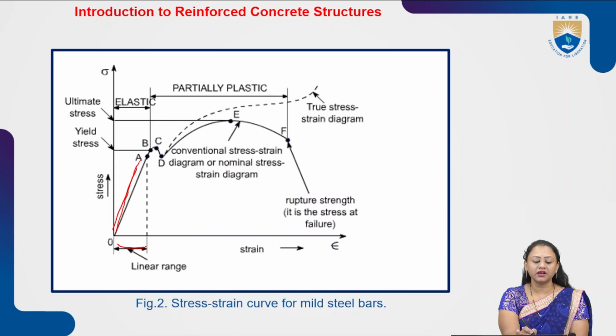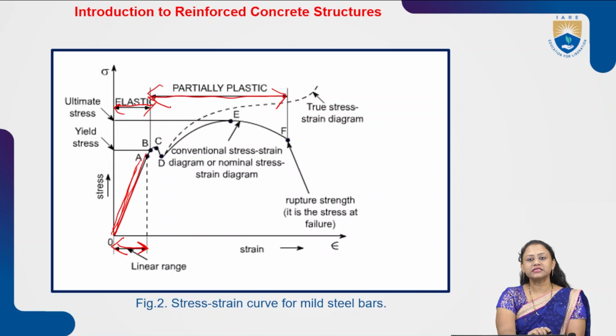So this is called the linear range, because here the curve is linear. It is directly proportional; the stress and strain are proportional. This region is called the elastic region. The elastic region is the linear range, and beyond this it is partially plastic. In the elastic region, stress is proportional to strain, so whatever strain is occurring is reversible. When we say plastic, whatever strain is taking place is not reversible. That's why it is called plastic.